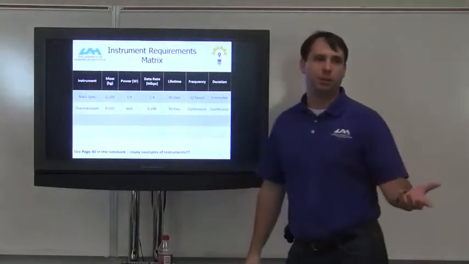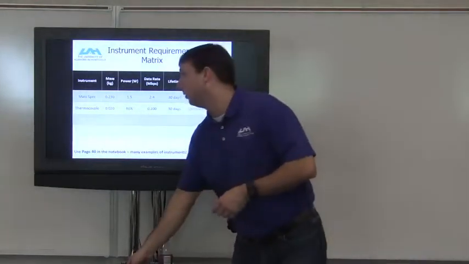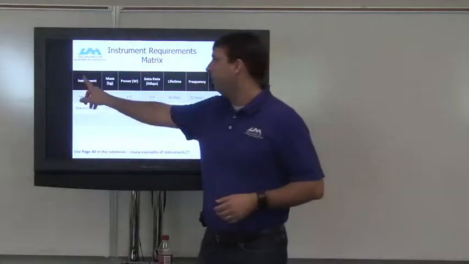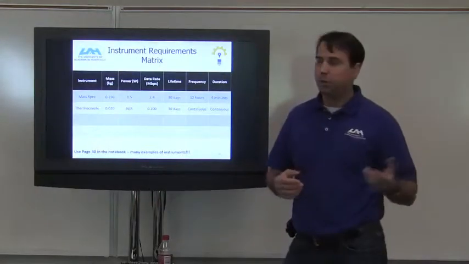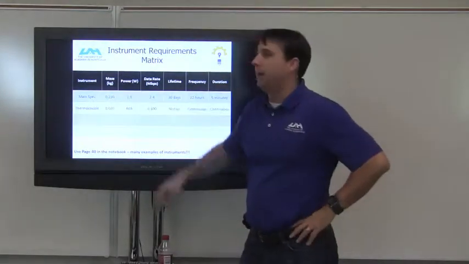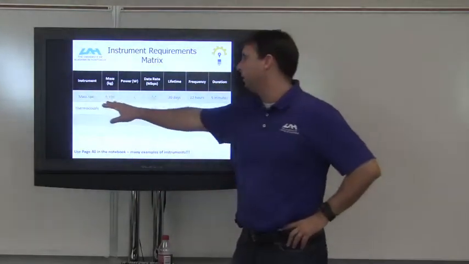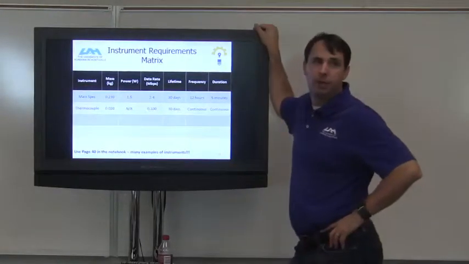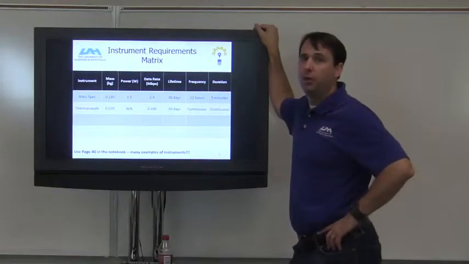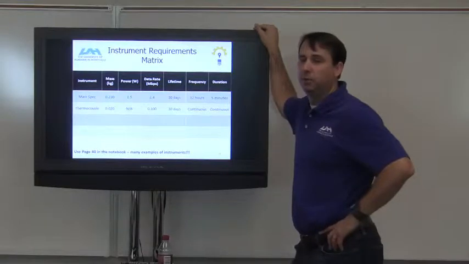I switched examples, probably shouldn't have done that, but I switched examples. So your instrument, you could use a mass spec. Now this is where your instruments are going to start to give you requirements that you want to know. What are the qualities, what are the attributes of this instrument?